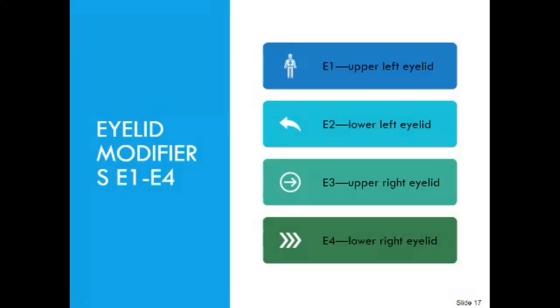Eyelid modifiers, E1 through E4. E1 is the upper left eyelid. E2 is the lower left eyelid. E3 is the upper right eyelid, and E4 is the lower right eyelid.